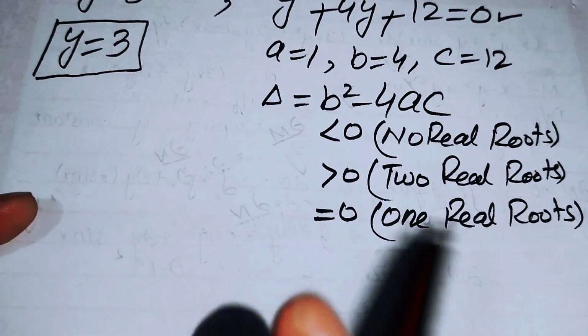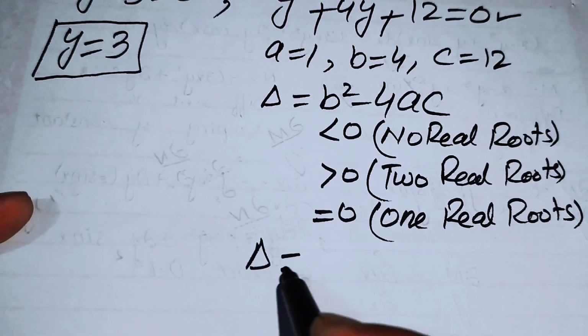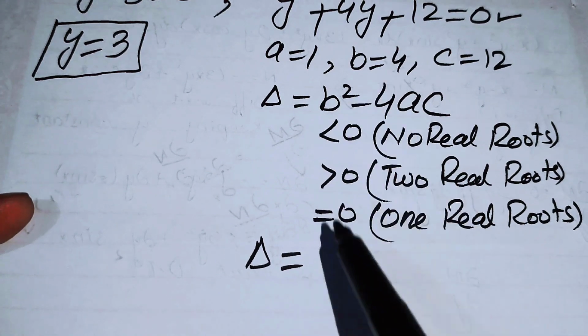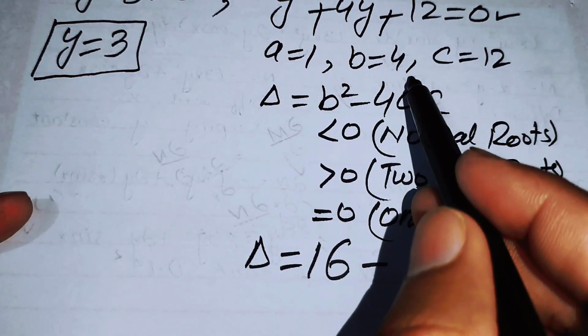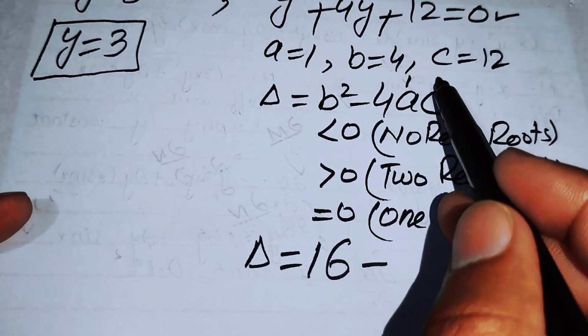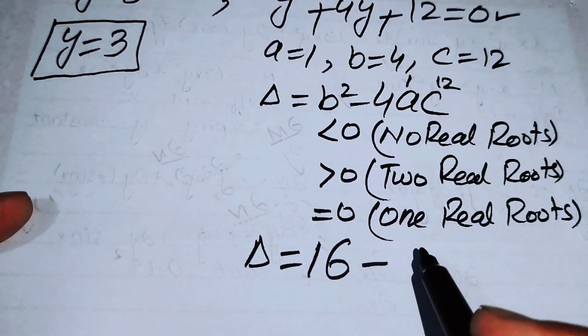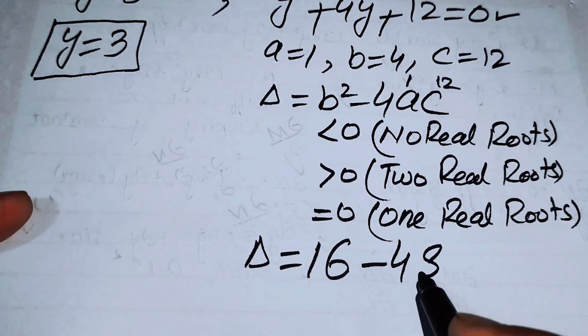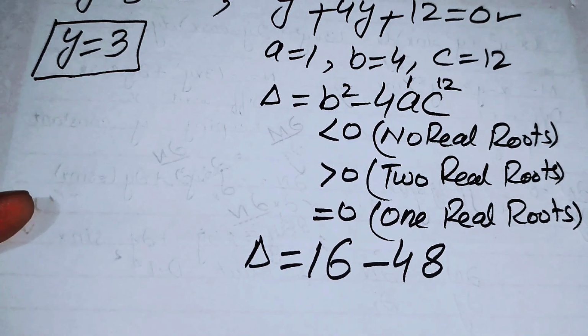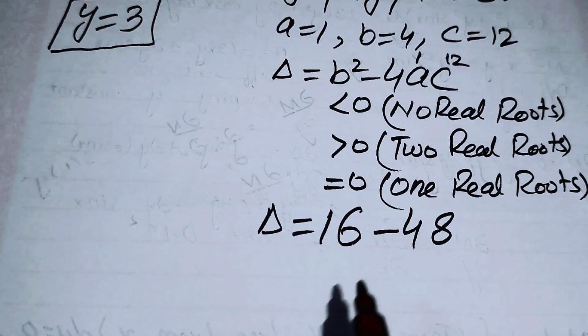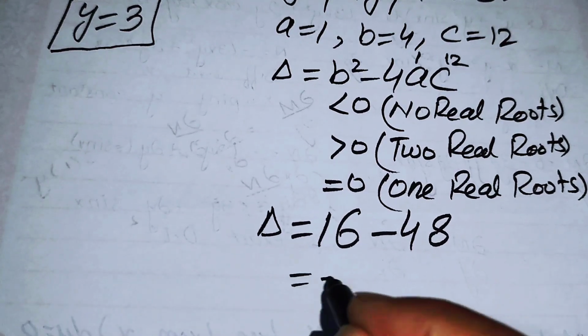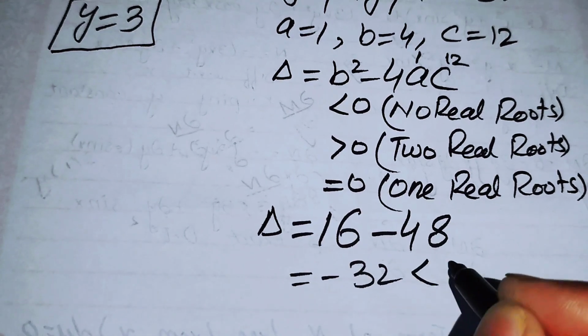So now we check the behavior of this delta by putting the values of a, b and c here, and you get delta is equal to b square. The value of b is 4, so 4 square is 16 minus 4 times of ac. The value of a is 1, the value of c is 12, so 4 times of 12 is 48, and 16 minus 48 is equal to minus 32, and it is less than 0.